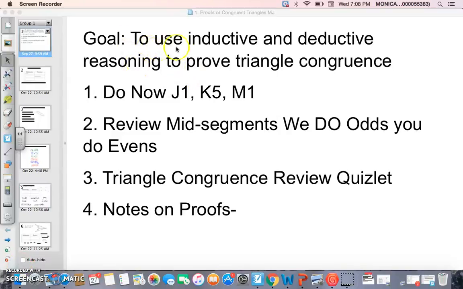Hello. What we're learning today sounds kind of fancy, but it's really not. It's just putting together everything we've learned up until this point. And so our goal is to use inductive and deductive reasoning to prove triangle congruence.